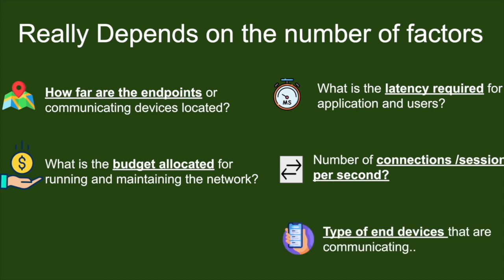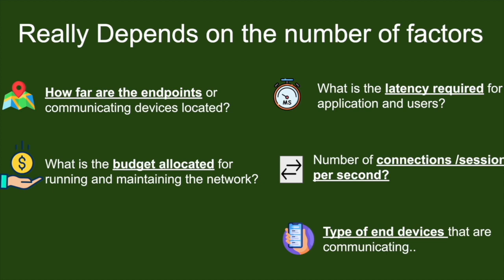Another piece is the type of device that is accessing and communicating. For example, if you are accessing an application through your mobile, which is pretty common nowadays, we would need technologies like 3G, 4G, or 5G. We call it a radio access network. That's the kind of technology that we need to employ.